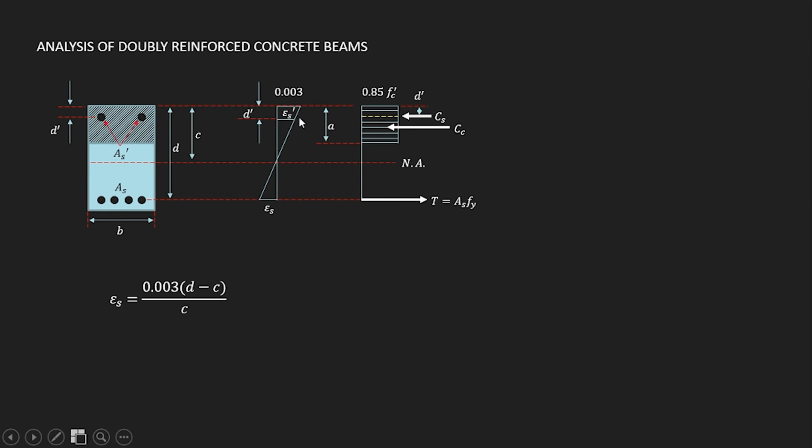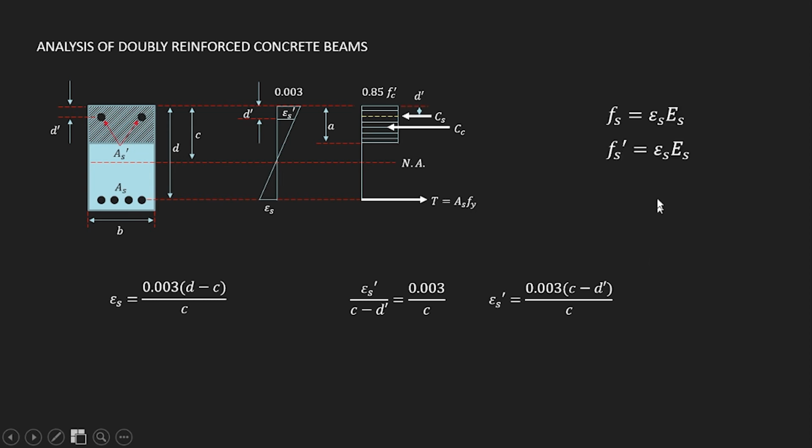But guys, to get epsilon S prime, we use proportion again. Using this smaller triangle and the bigger triangle, base over height: epsilon S prime over the height of the smaller triangle, which is C minus D prime, is equal to the bigger triangle, which has a base of 0.003 and a height of C. When we simplify, we have the formula for epsilon S prime, that is 0.003 times C minus D prime all over C.